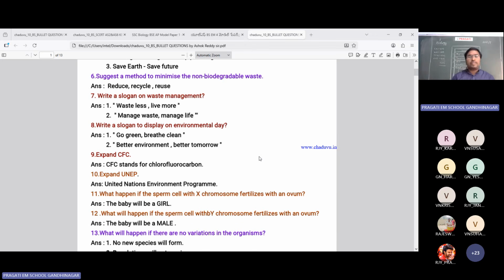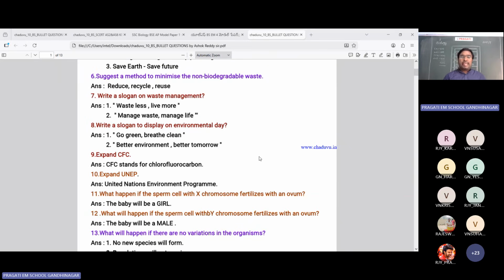Okay, next, 8th question, write a slogan to display on environment day. Here also 2 slogans: go green, breathe clean; better environment and better tomorrow. Okay, children. And in our environmental lesson, these 2 important abbreviations, CFC and UNEP.